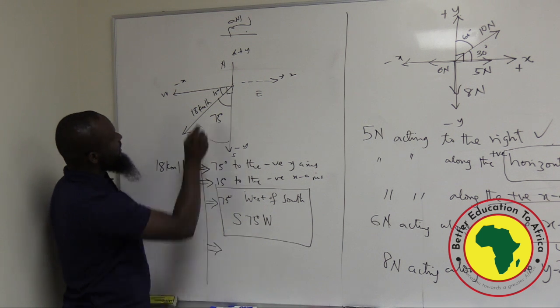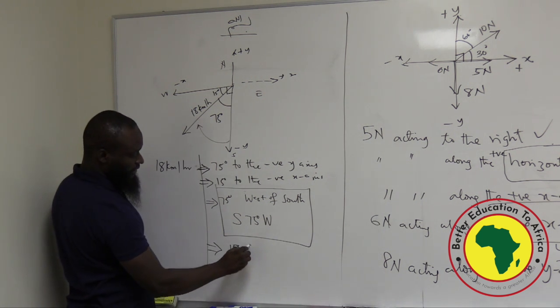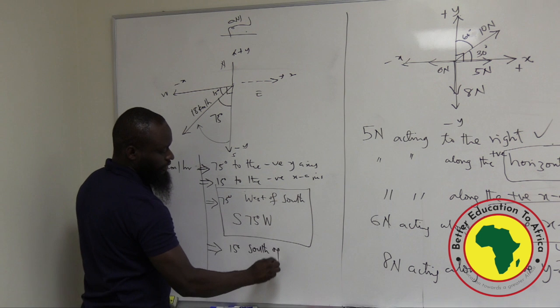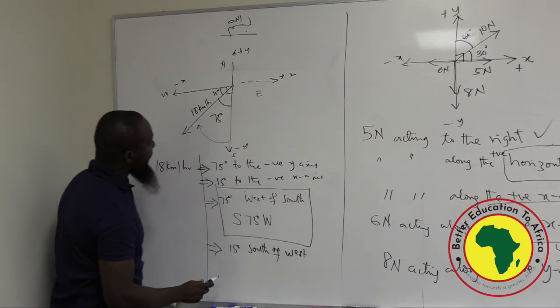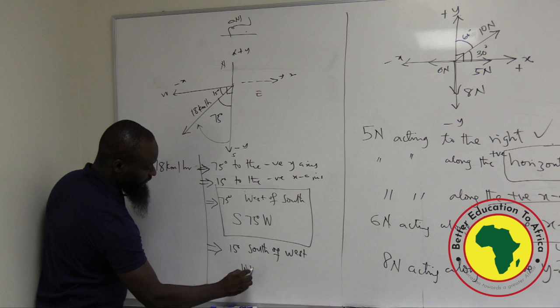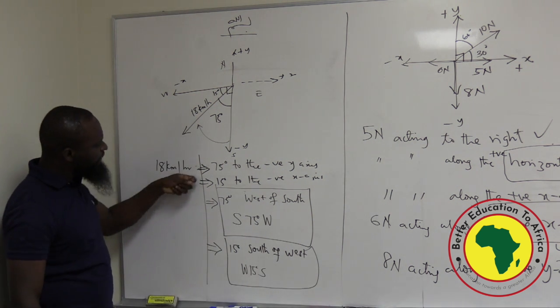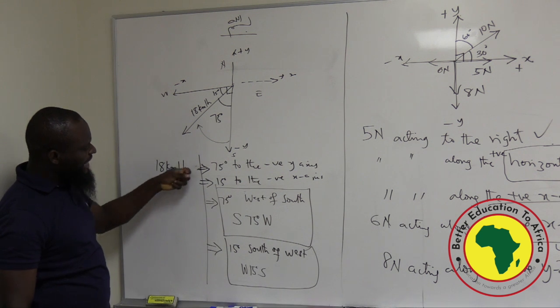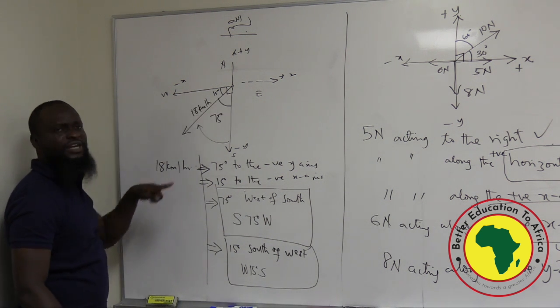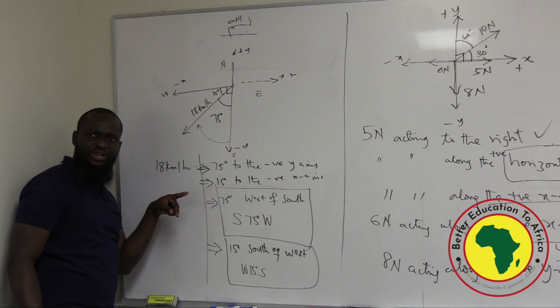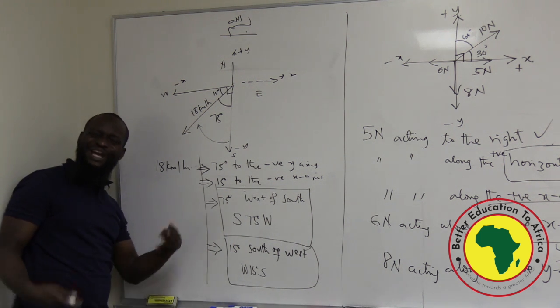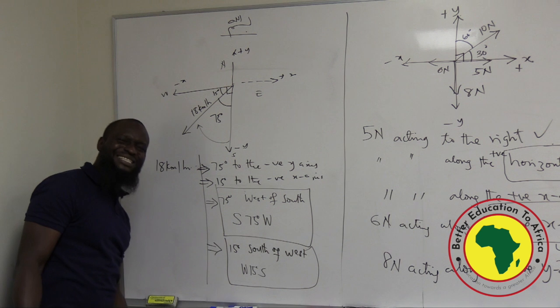Or I can say 15 degrees south of west. So it means I start from west and move 15 degrees towards the south. So these are four different ways that I can represent the direction of this single vector, which is a velocity in this case. Is that okay? You have the choice to choose whichever one you want, except where otherwise specified.